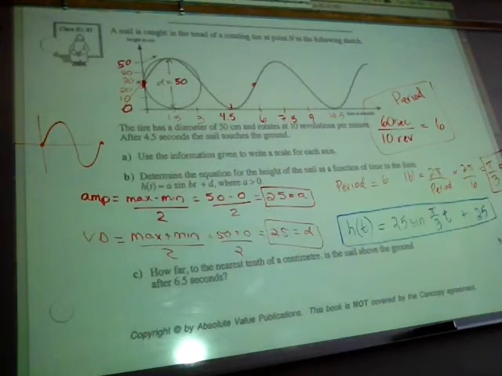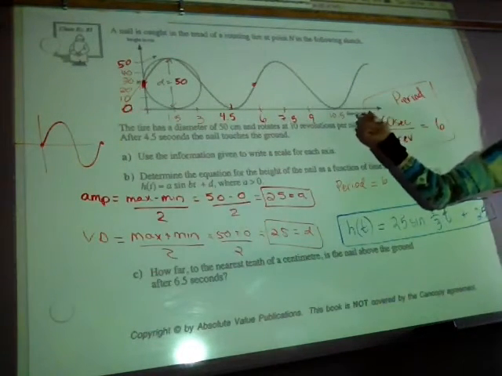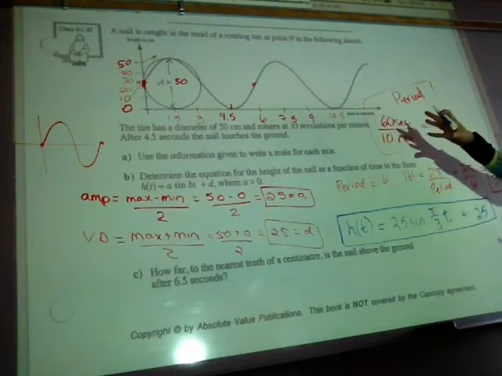And I believe I said it yesterday, but I'll say it again. Unless your x-axis has degrees in it, you're always using radians for this.